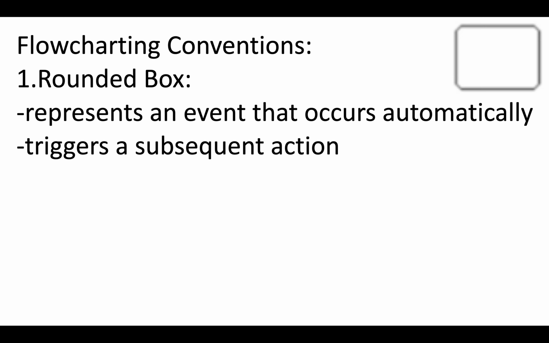I'll start with number 1, the rounded box. You'll see a picture of it in the upper right-hand corner. It represents an event that occurs automatically. It triggers a subsequent action.